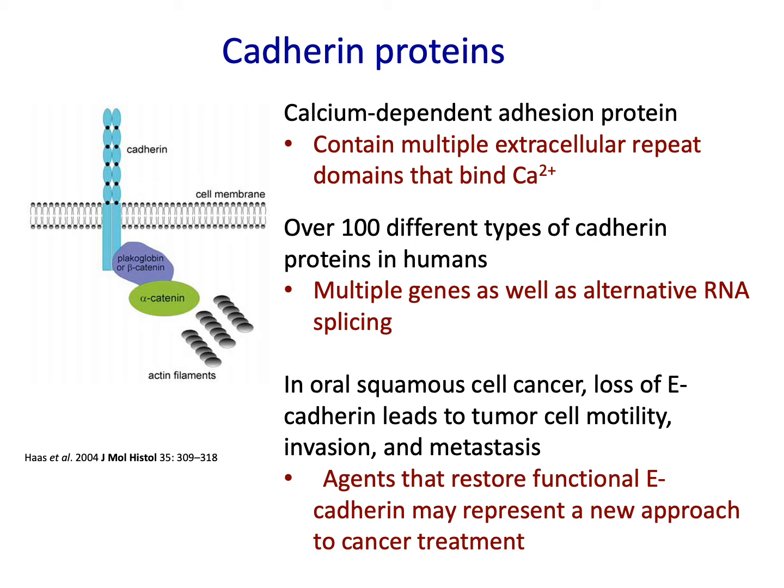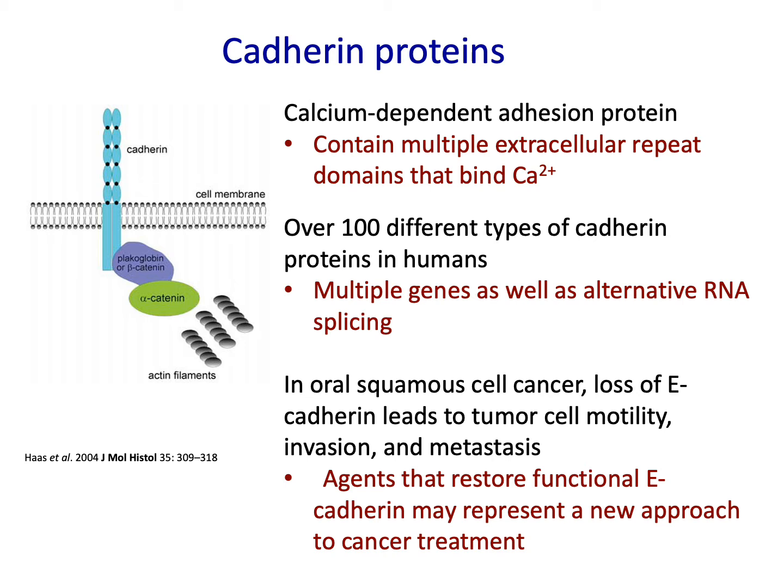In humans, there are over 100 different types of cadherin proteins, which are generated both by different types of genes, as well as alternative RNA splicing of those genes. The result is a whole family of very specialized cadherins, depending on the tissue, the location, and the surrounding microenvironment.